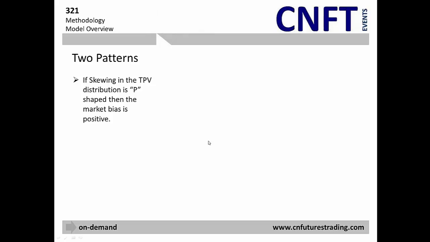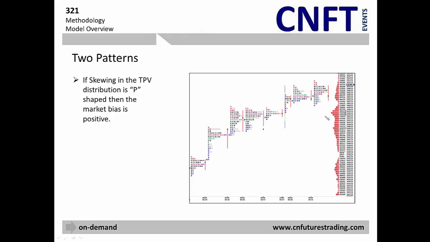If the skewing in the time price volume distribution is a P, or P-shaped, then the market's bias is positive, or to the upside. And you can just see right here a P, the market is trading higher. Right here, if we put all of these together, even though it is paused, we're definitely looking at a P and the market trades higher. So what we see in a P pattern, it's going to retest resistance and or take it out. And so in a buying situation, we want to get long at this longest line of letters or below it if possible.